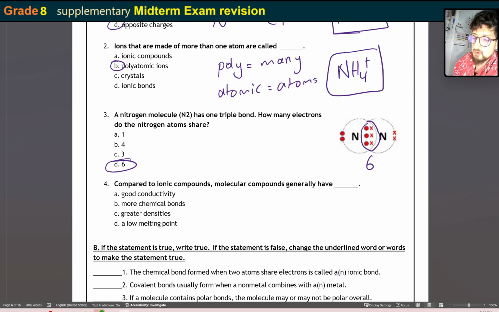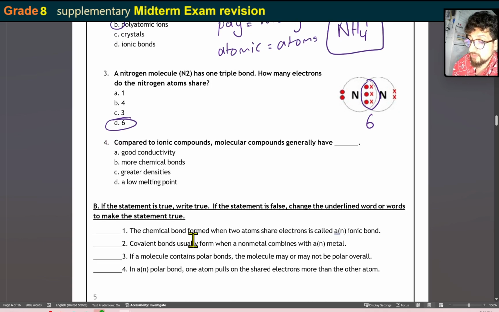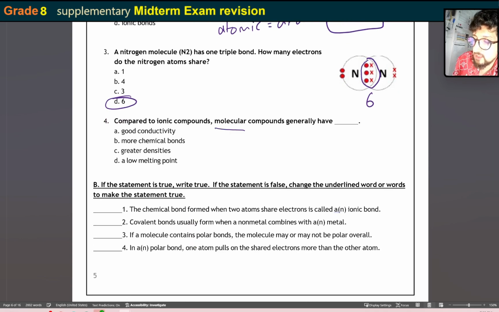Okay? Compared to ionic compounds, molecular compounds, so the word molecular also means covalent, generally have good conductivity, no. More chemical bonds, also no. Greater densities, also no. A low melting point, absolutely. So molecular compounds, things like plastics and such, tend to melt quite easily, so they have lower melting points.